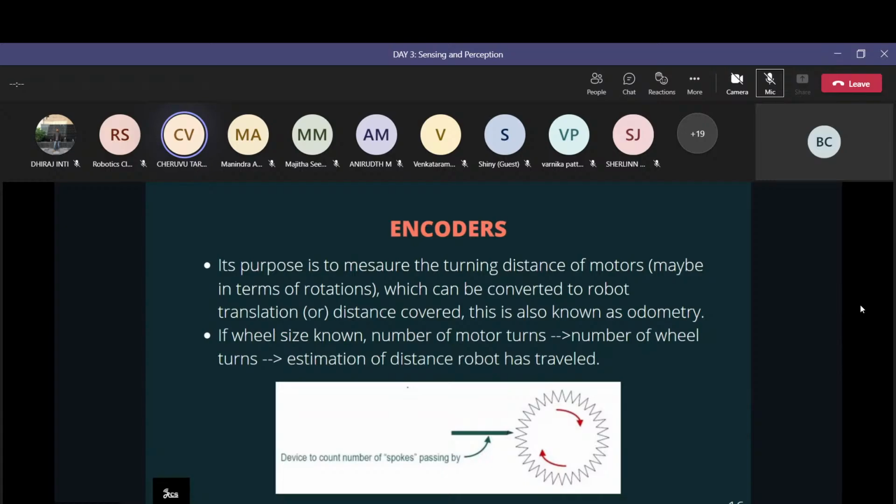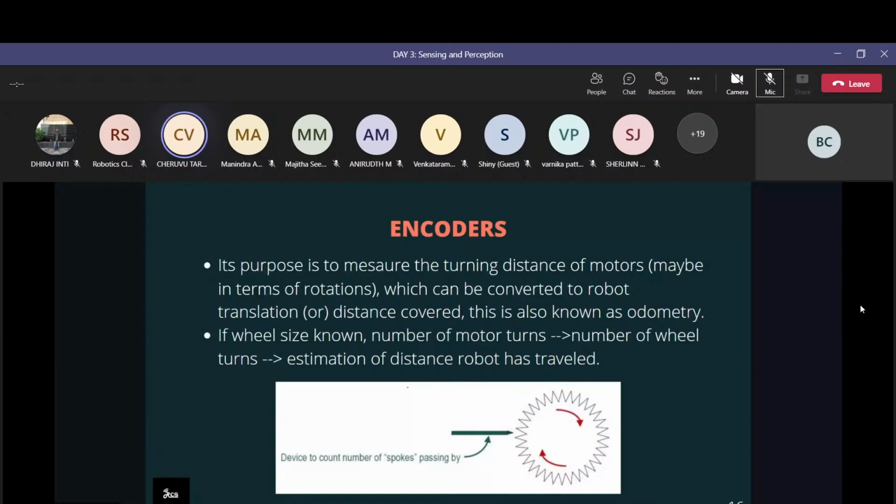That distance, in terms of rotations, meaning how many rotations the motor is turning in a particular period of time, will be identified with the help of these encoders. So, as I said before, when you speak about encoders, you need to speak about the optical encoder.